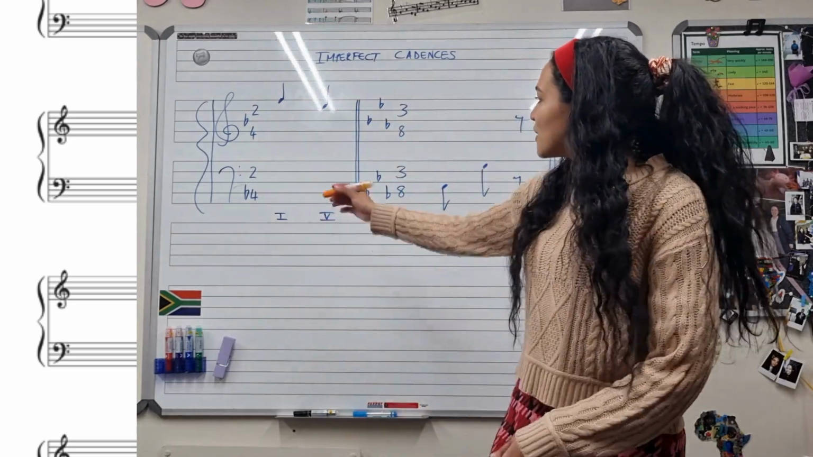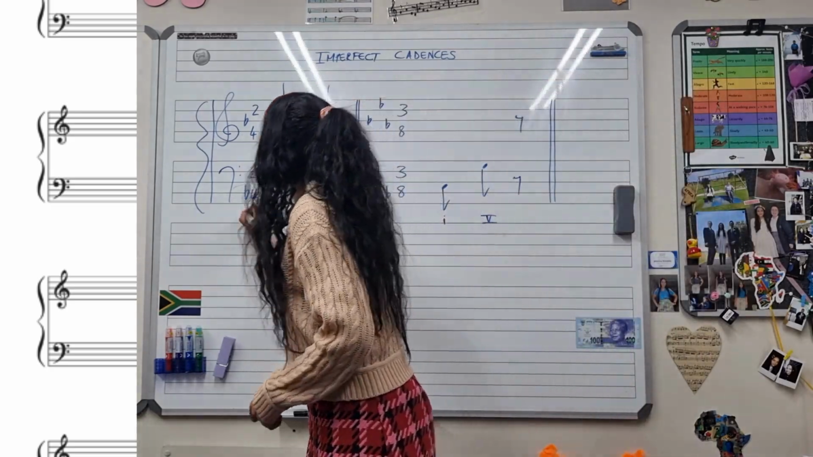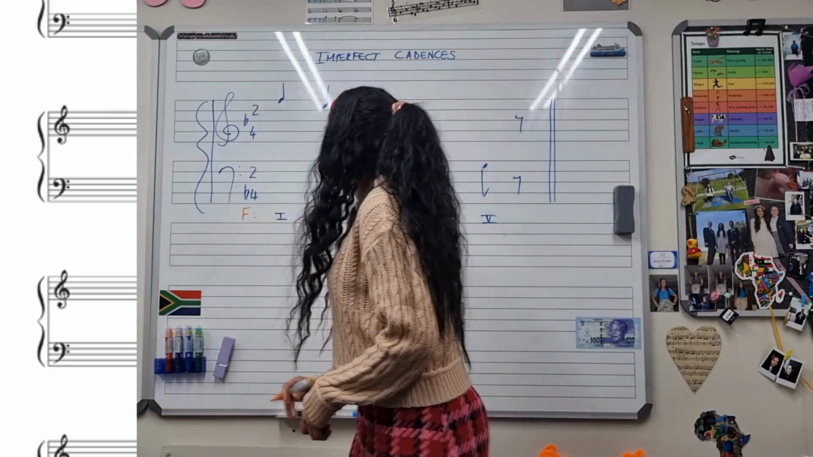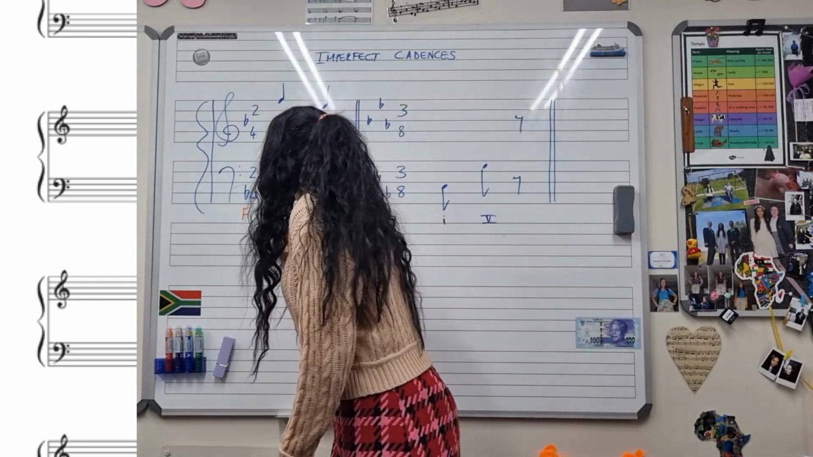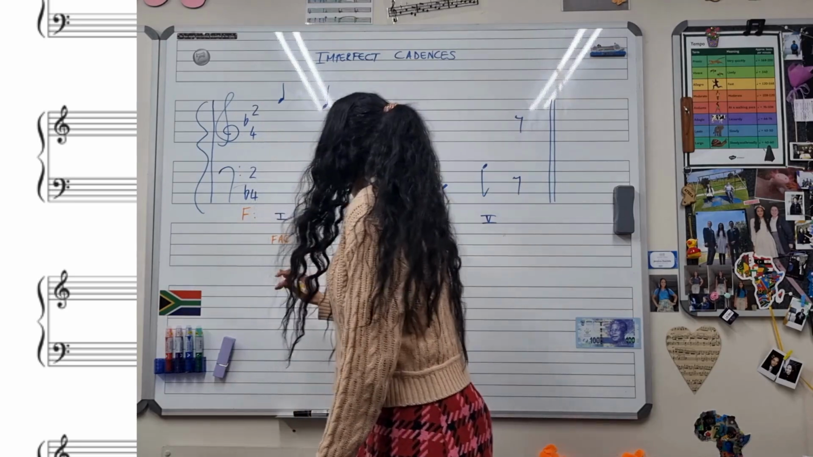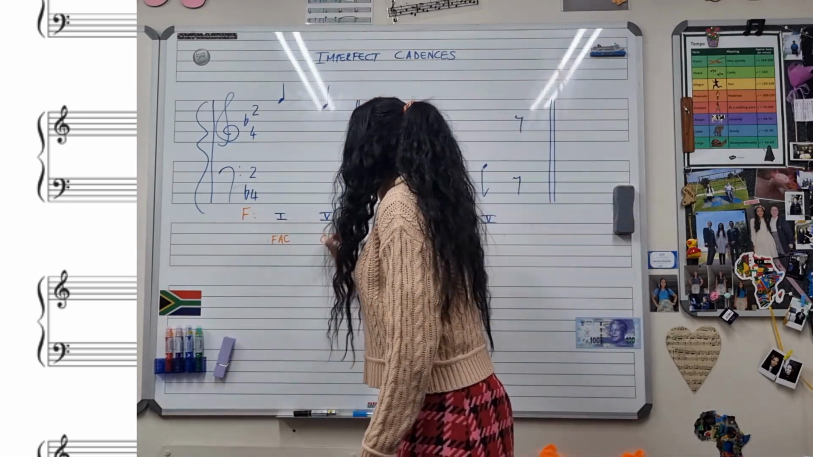So first things first, our key here is F major, because of course we're in a major key. We have to outline our chord notes, spell them correctly. So tonic in F major is F A C. Of course, dominant is then C E G.